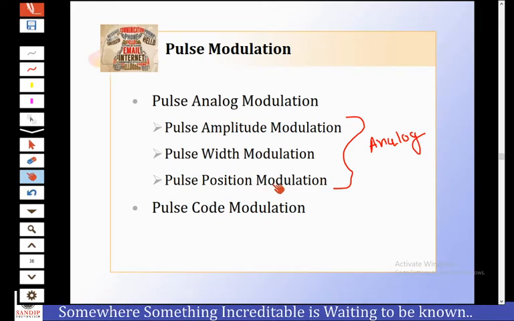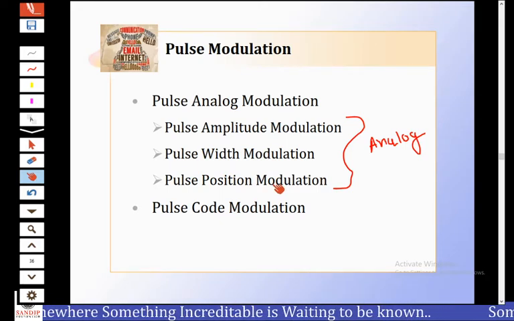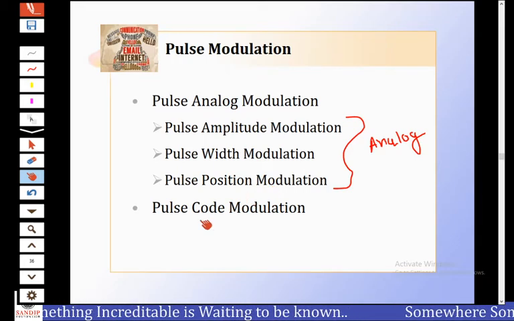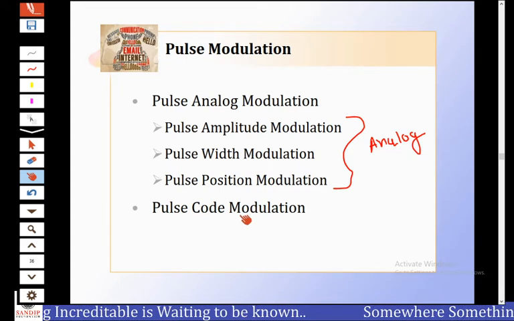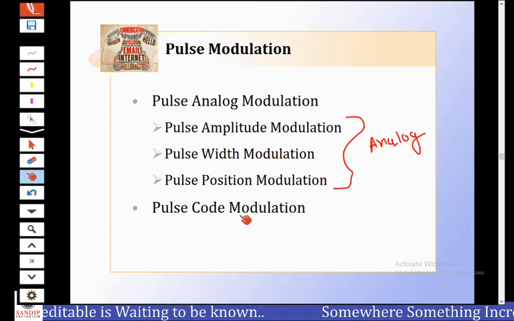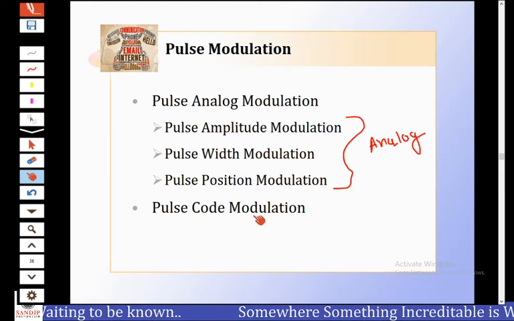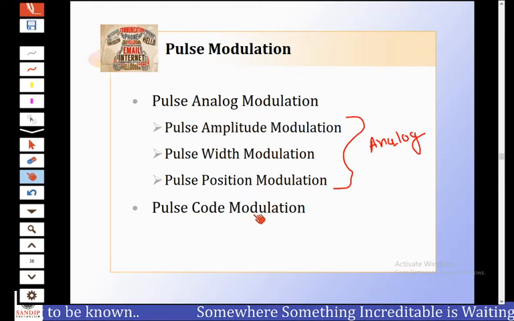The pulse modulation can be digital as well. The well-known examples of digital pulse modulation are pulse code modulation technique as well as delta modulation or adaptive delta modulation, etc. These are the digital communication techniques.